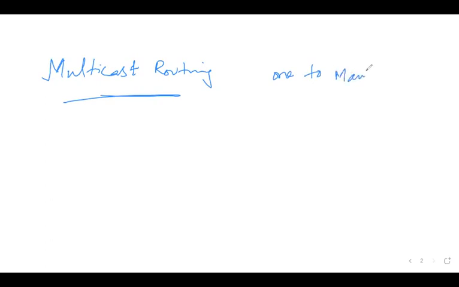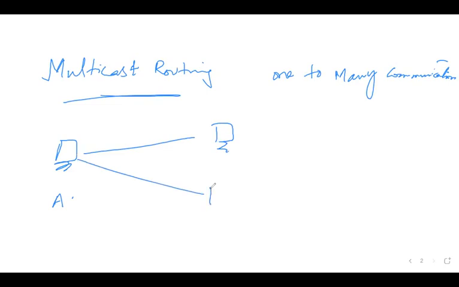Now, another type of routing is multicast routing. In multicast routing, we have one-to-many communication. So there is a single node, node A, and it is communicating with a group of nodes.